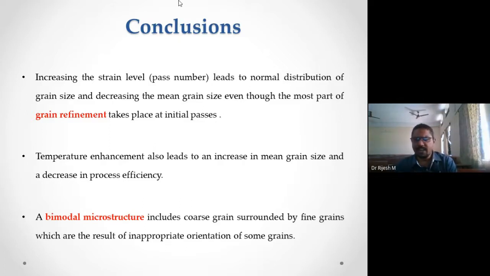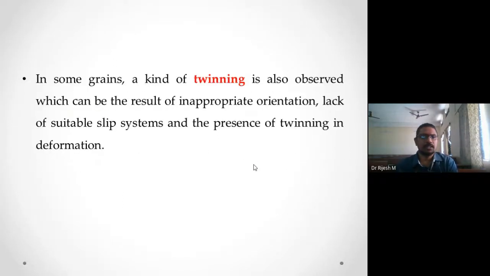So when you already know this, I should go for some optimization where I go for a bimodal microstructure, which includes coarse grains surrounded by fine grains, which are the result of inappropriate orientation of some grains. In some grains, a kind of twinning is also observed, which can be a result of inappropriate orientation, lack of suitable slip systems, and the presence of twinning in the deformation. So this is one of the reasons why they're difficult to deform, but it's not impossible. We can do it.